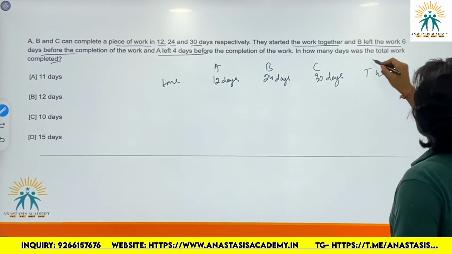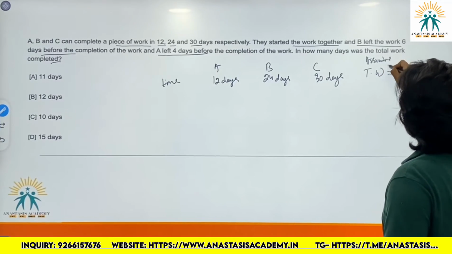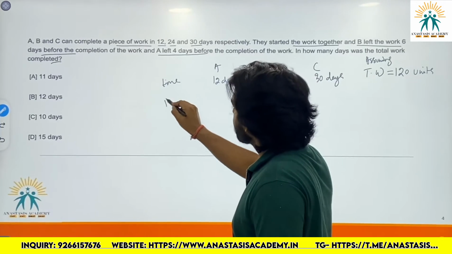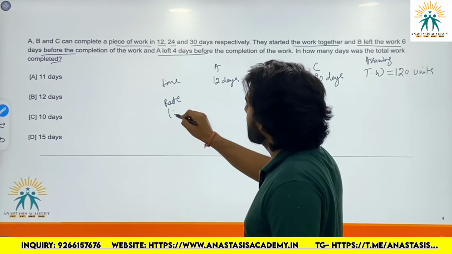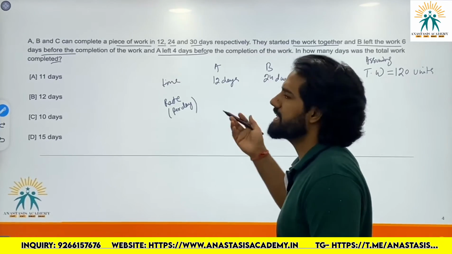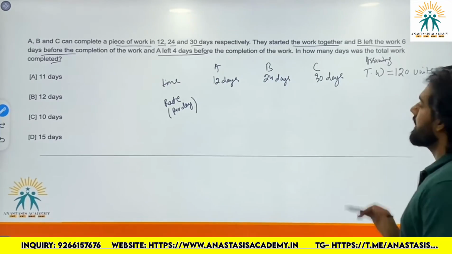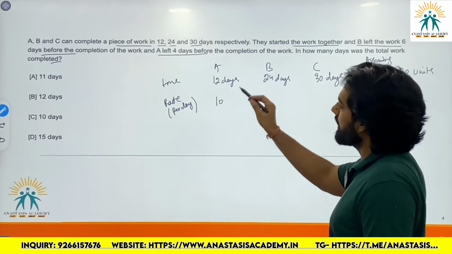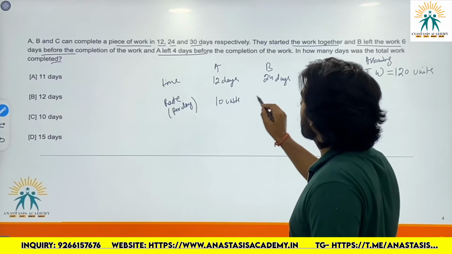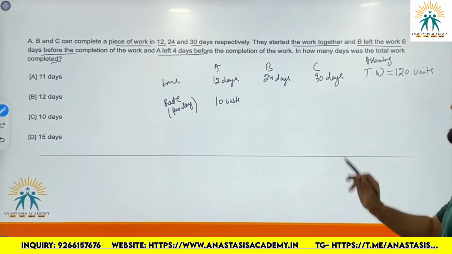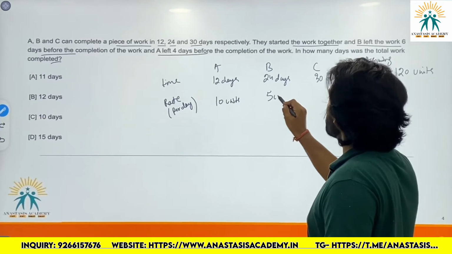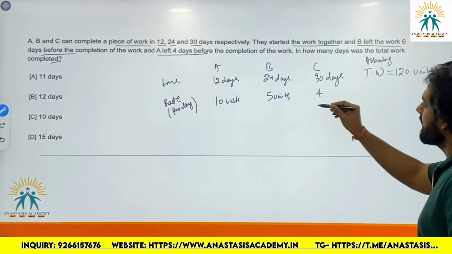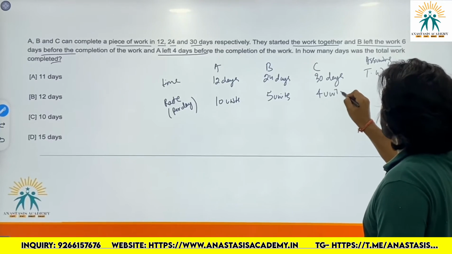So I'm assuming the total work to be 120 units so that I can calculate their rate per day, or the efficiency per day. In 12 days A is completing 120 units, so the rate of A is 10 units per day. The rate of B is 120 units in 24 days, so 5 units per day, and C is doing work at a rate of 4 units per day.